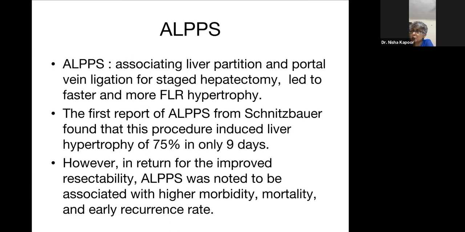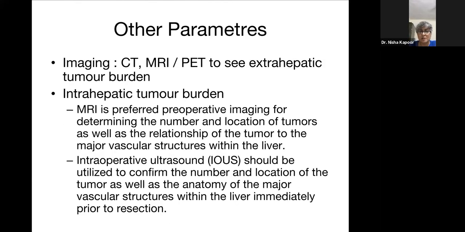ALPPS, associating liver partition and portal vein ligation for staged hepatectomy. Now, this is done on the table by the surgeons, and we find that this leads to a faster and more FLR hypertrophy. Almost 75% in only 9 days was achieved by Schnitzler, who first reported on it. However, the negative part is that we have a higher amount of morbidity, mortality, and early recurrence rate with this particular procedure.